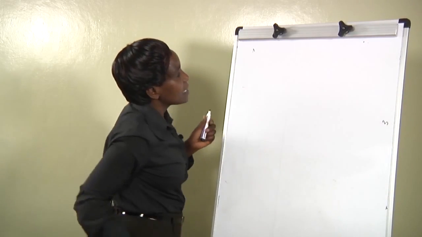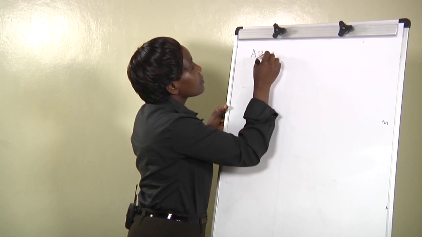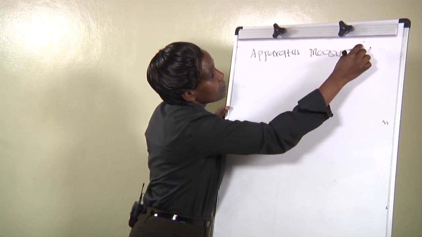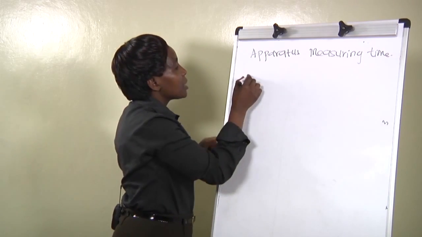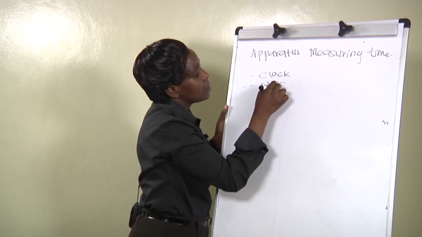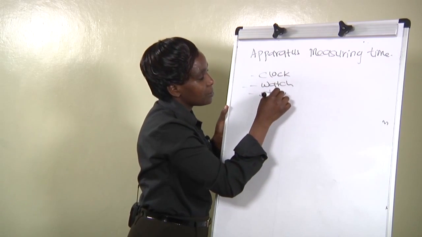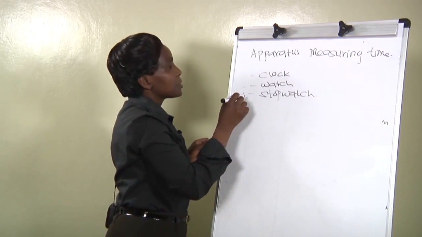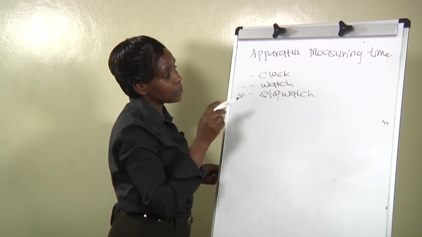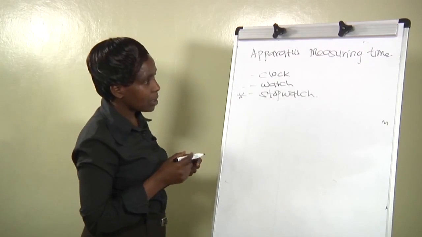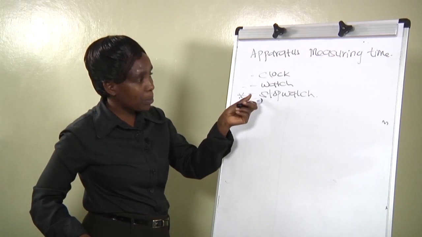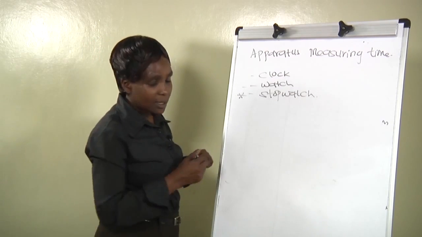Next, apparatus for measuring time. Now we can have a watch or a clock, and can also have a stopwatch. The one which is commonly used is a stopwatch because this one is very accurate because it will give us the minute and also the second, unlike maybe something like a clock. So the one that we normally use mostly when we are carrying out experiments is a stopwatch. Now, there are also other apparatus.